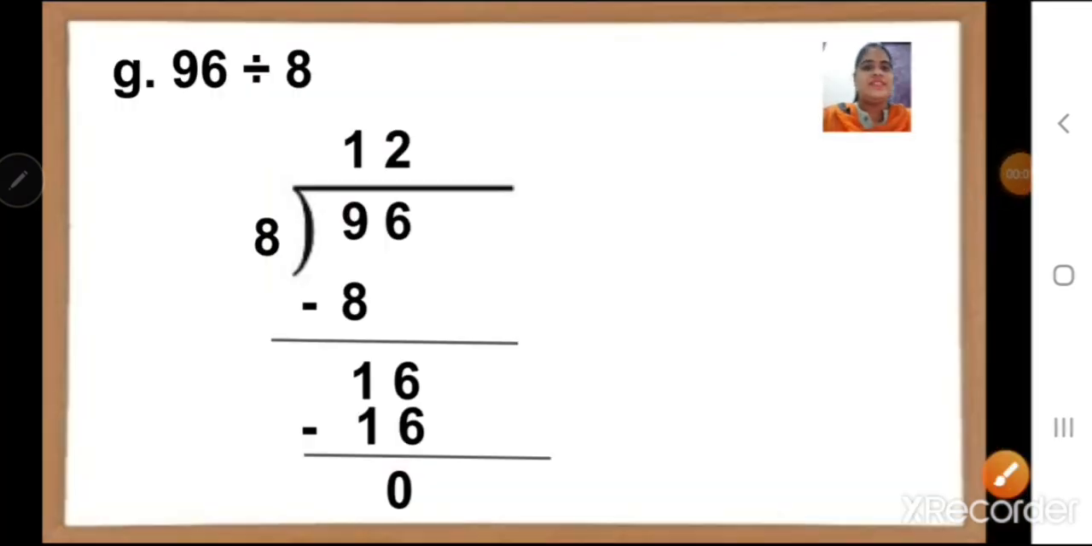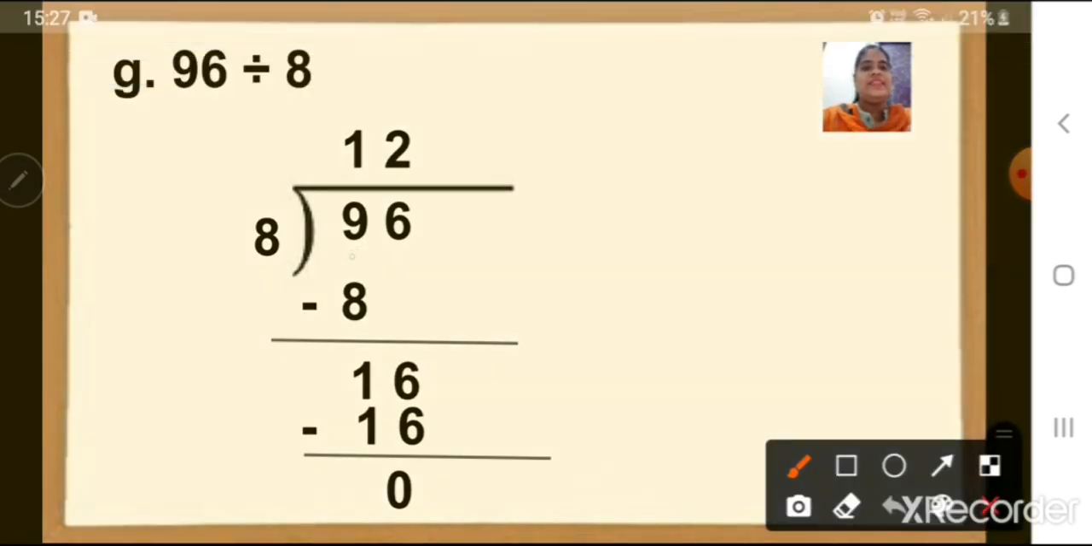Children, now the next sum: 96 divided by 8. 96 we will write here inside the bracket and number 8 here outside. Let us divide. First we will take number 9. Now in 8's table, 8 ones is 8, 8 twos are 16. Now 16 will be bigger than number 9, so we cannot take that. So we'll take 8 ones are 8. Then we will subtract. 9 minus 8 is equal to 1. We'll write here number 1.